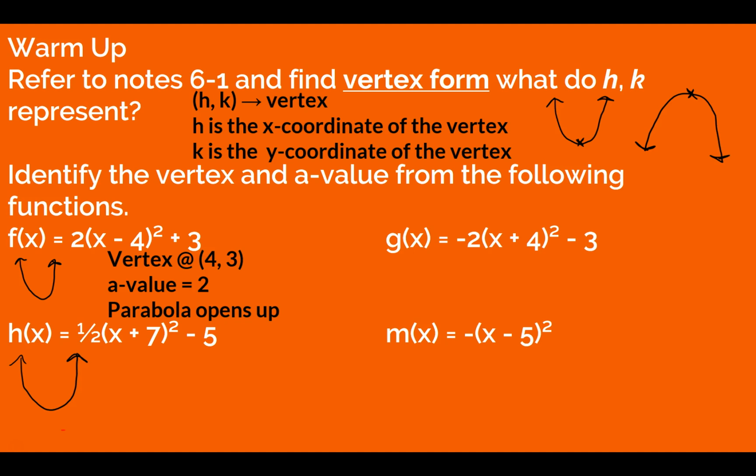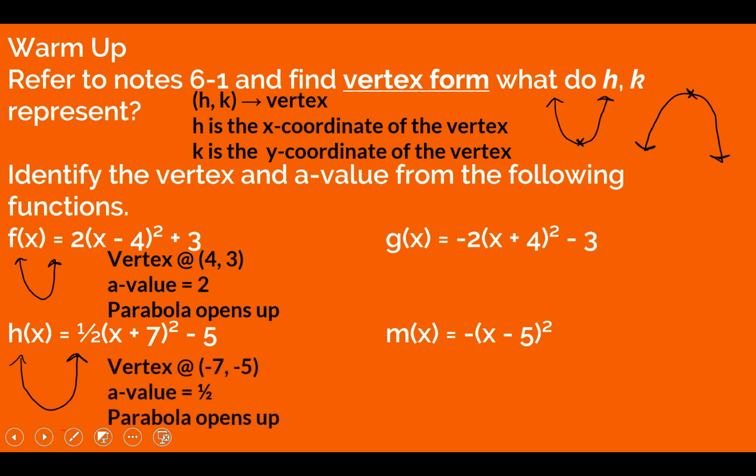All right, what is our vertex going to be? My h is... always change your h. Always change your h. What is my h? Negative 7. What is my k? Negative 5. Always change your h. Always keep your k.